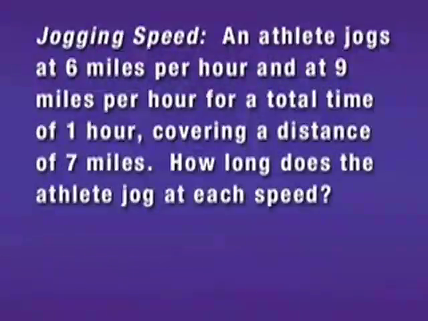An athlete jogs at 6 miles per hour and at 9 miles per hour for a total time of 1 hour, covering a distance of 7 miles. How long does the athlete jog at each speed?